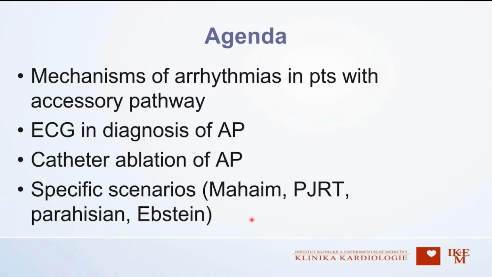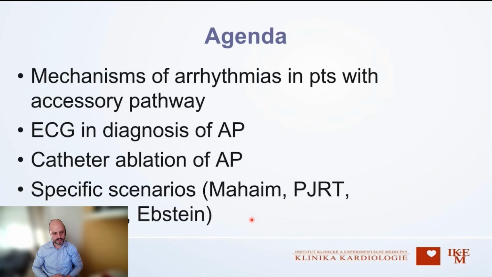I believe that's very important because most of it can be done outside the EP lab, and you can come into the EP lab with a lot of knowledge. Obviously, I will talk about catheter ablation of accessory pathway, and I also will put some emphasis on specific scenarios that may occur with accessory pathways: Mahaim properties, PJRT, parahisian pathway, and accessory pathway in Ebstein anomaly.